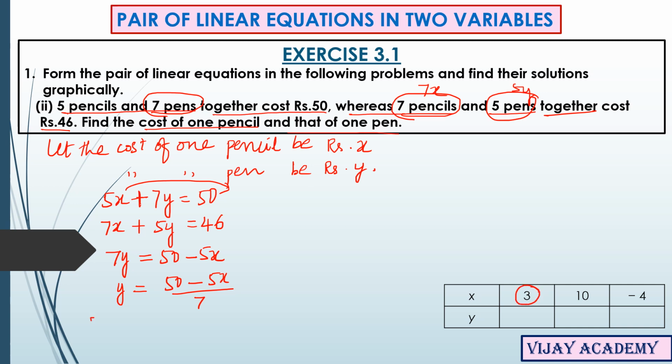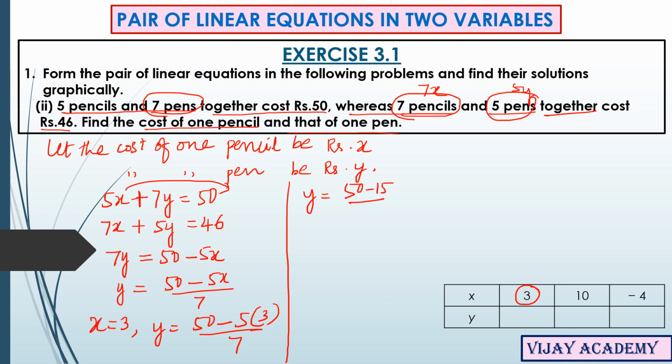So replacing X by 3, we get Y equals to (50 minus 5 into 3) divided by 7. So now we get Y equals to 50 minus 5 times 3, which is 15. So 50 minus 15 divided by 7, that will give you 35 by 7, which is 5. So the corresponding value of Y is 5.